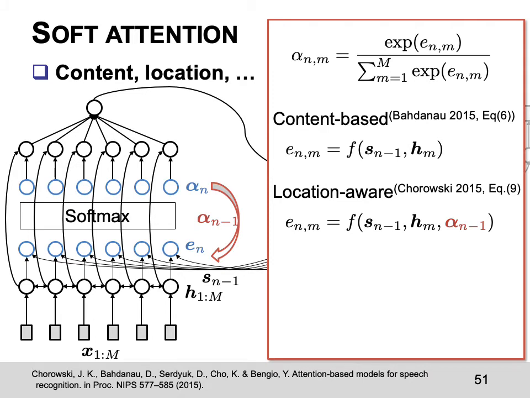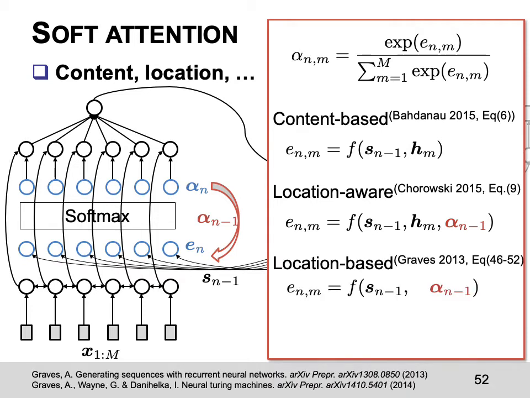The second way is the so-called location-aware attention. As you can see from these two equations, compared with content-based attention, the location-aware attention uses the attention vector from the previous time step. So this attention is aware of the previous alignment, so that's why we call it the location-aware attention.